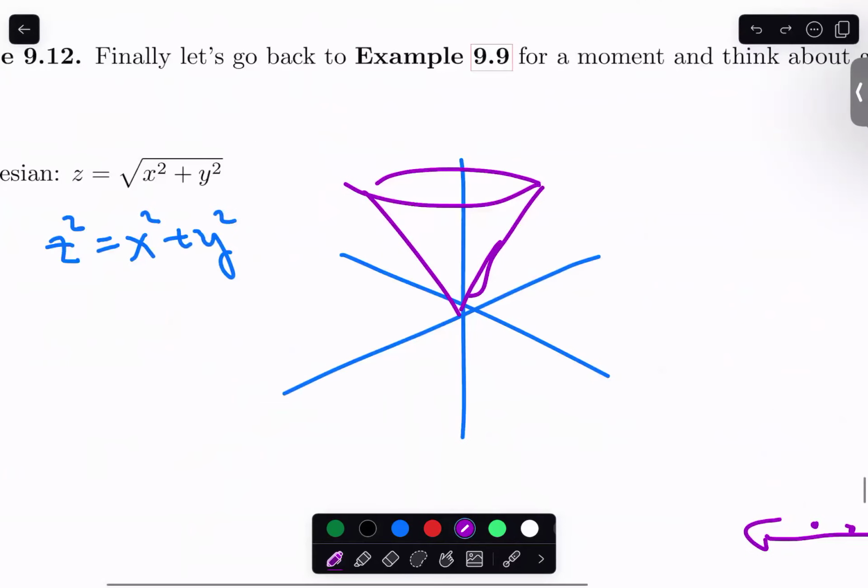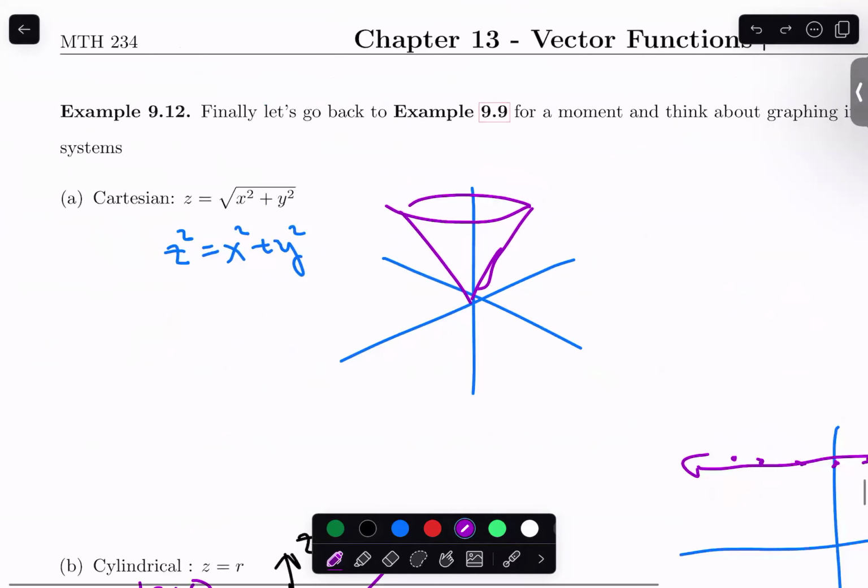So remember the problem that we were given in 9.9 was the positive square root of x squared plus y squared. And so this was me doing kind of a fast drawing of, again, the cone that we graphed in 12.6. But notice that this is only the positive square root, and so it's only the top half of the cone.